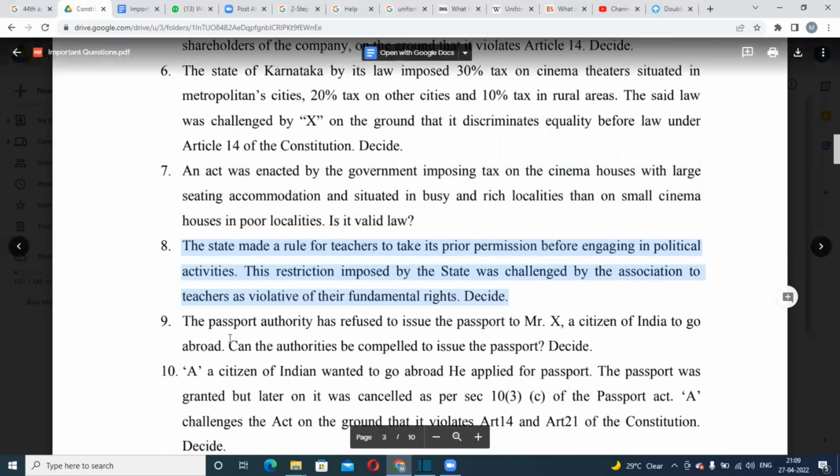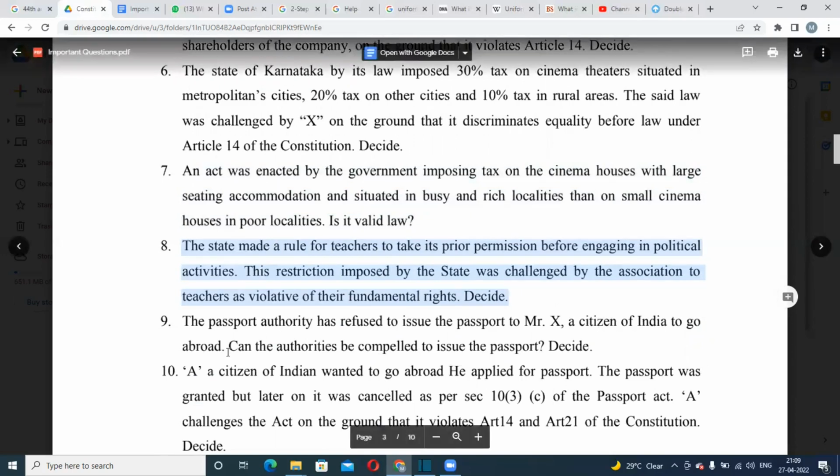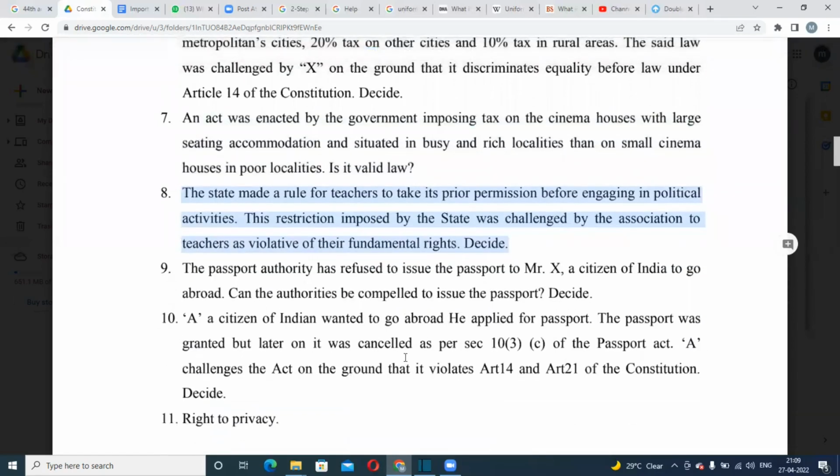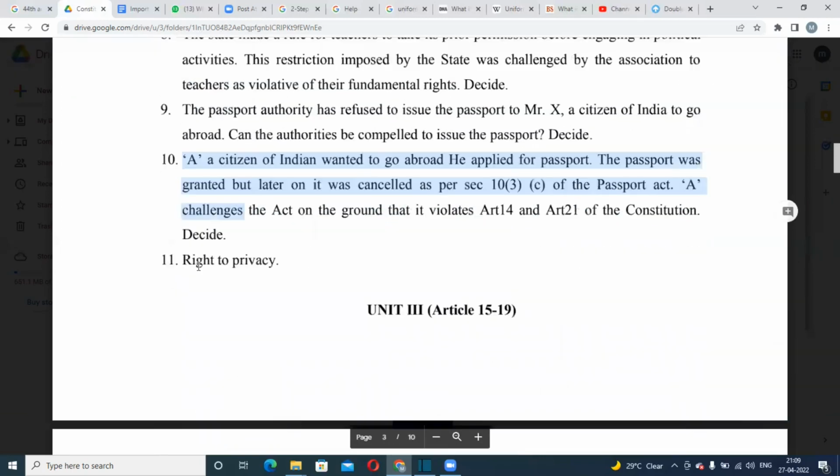The passport authority has refused to issue a passport to Mr. X, a citizen of India, to go abroad. Can the authorities be compelled to issue the passport? Then again, we have a situation-based question and then the right to privacy.